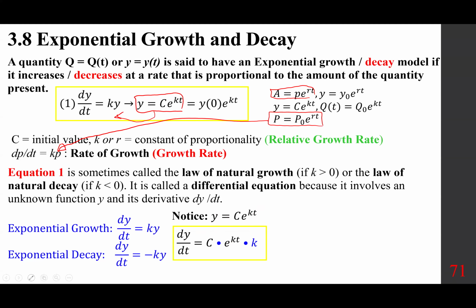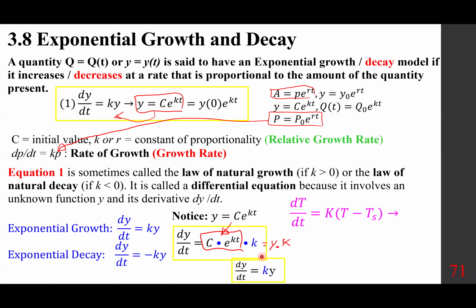And notice this part is y. So you have y times k, or ky. So when dy/dt is ky, this is your differential equation. The solution to this differential equation is y equals c e to the power of kt. And we proved it actually by differentiating.